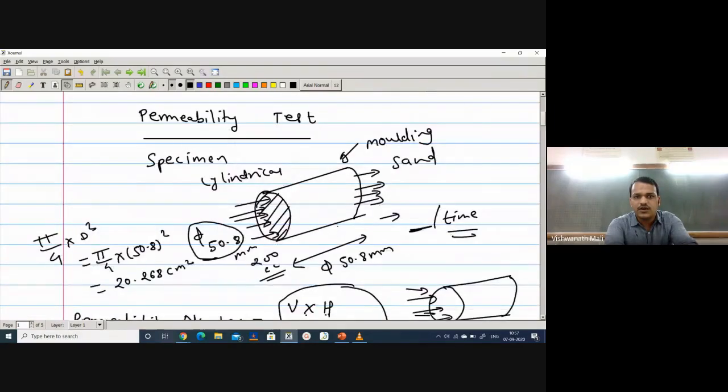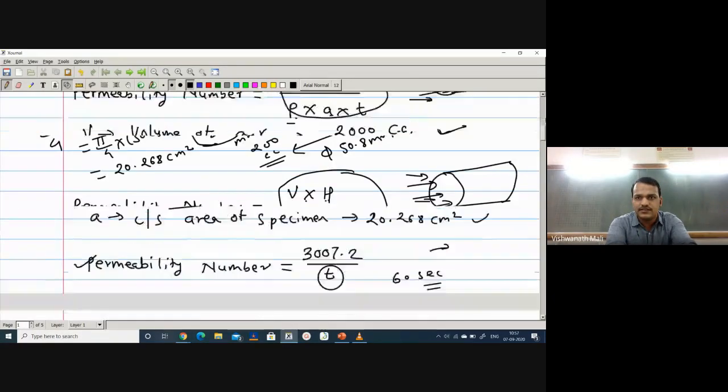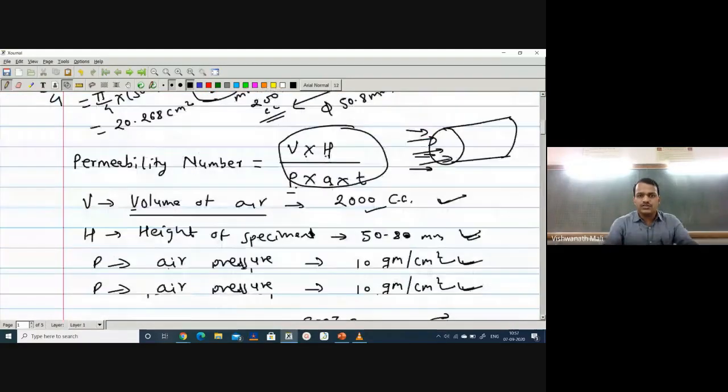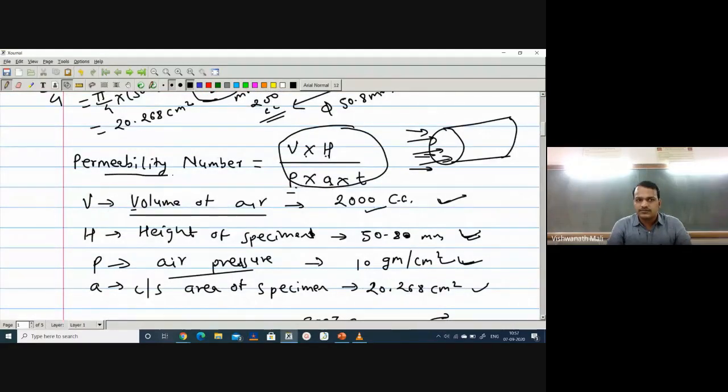See, this is our specimen, 50.8 by 50.8 in diameter and in length, right? So this is our formula of permeability number, that is V into H by P into A into T. V is the volume of air which we are passing through this specimen. H is the height of the specimen, that is 50.8, which is constant.